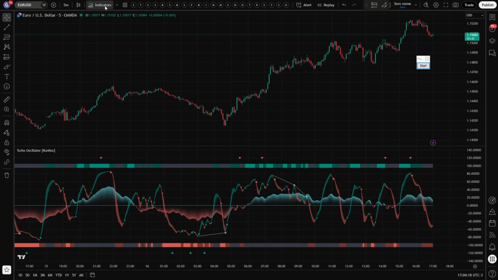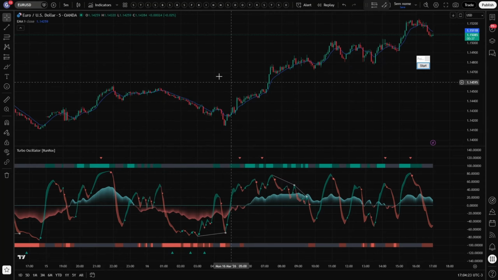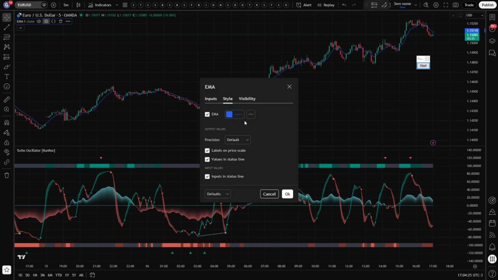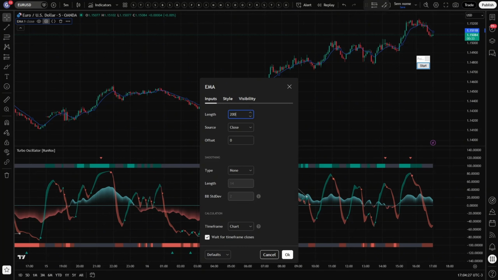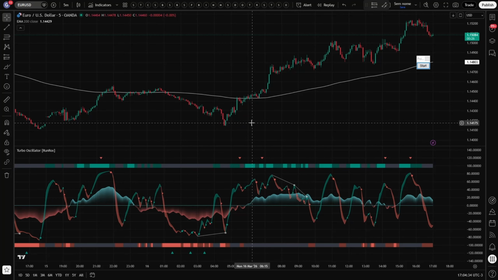We'll return to the indicators, and now we're going to apply an exponential moving average, or EMA. It will then display on your chart. You'll navigate to its settings and set it to 200 periods. And here we're going to change the style to white. Perfect. Now we've got the indicator right here.